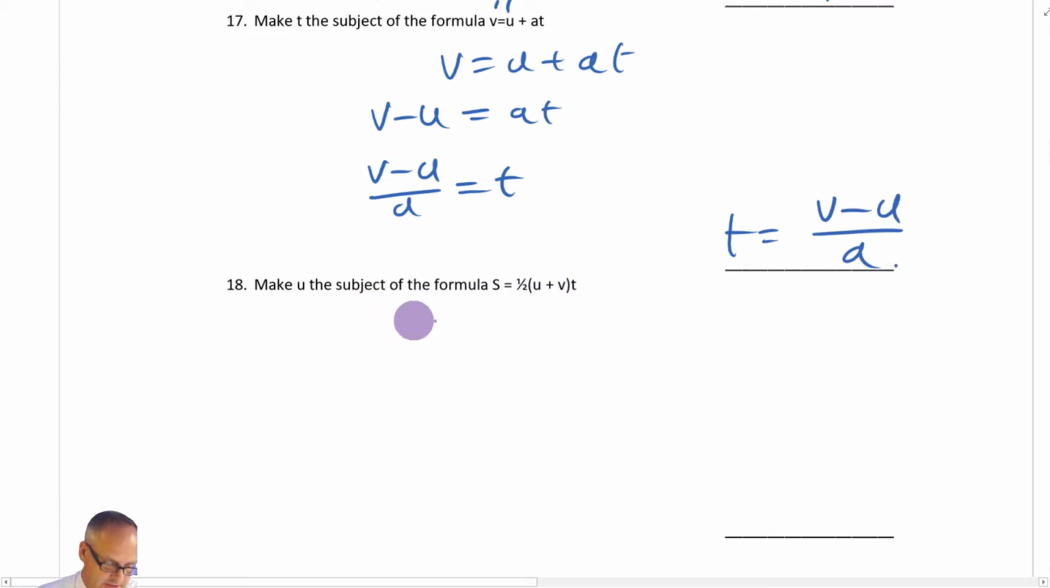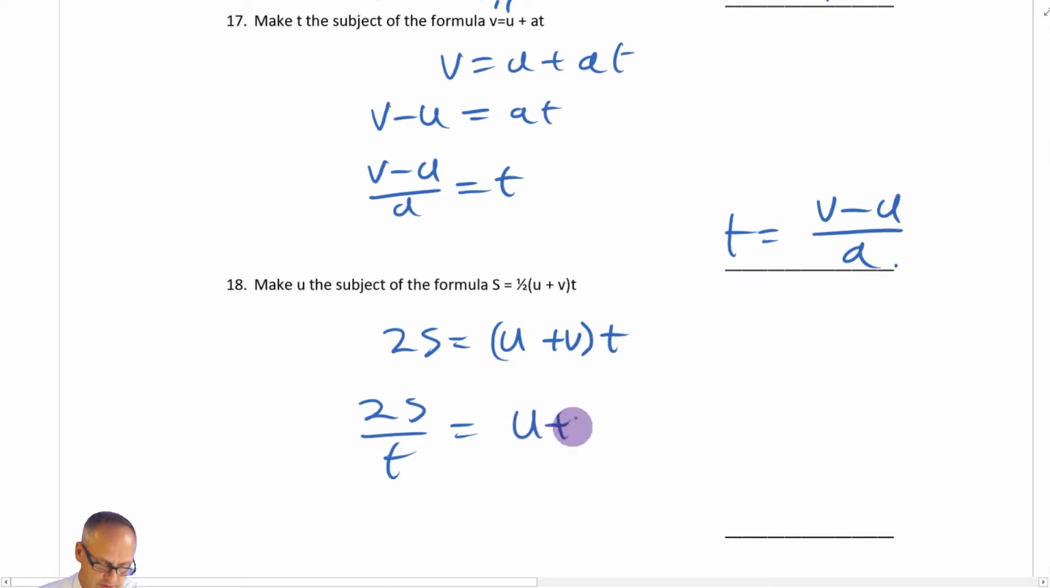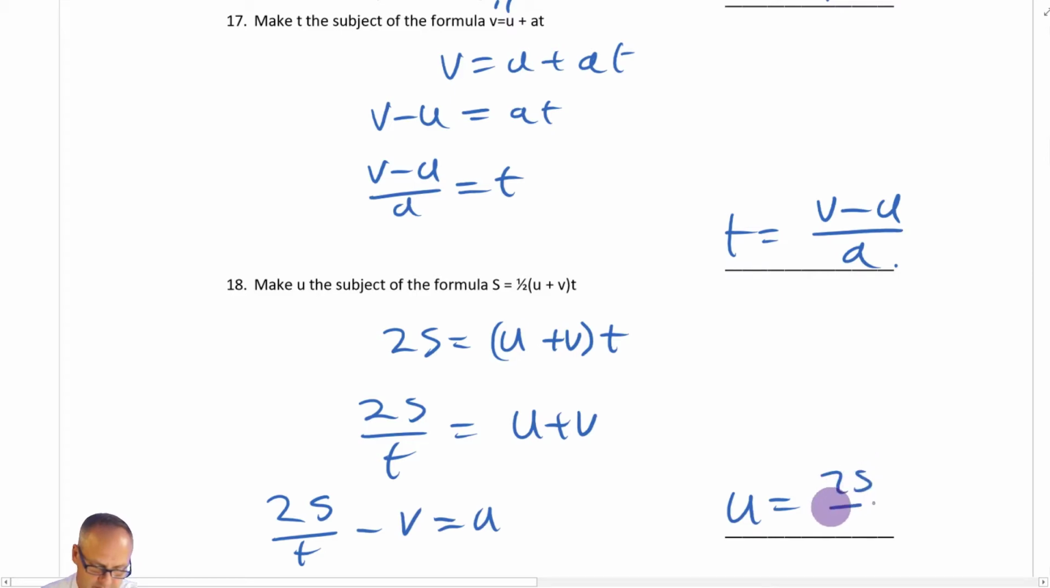Make u the subject of this. So what I'm going to do to start off with, I'm going to get rid of this half by timesing by 2. So I get 2s equals u plus vt. And then I'm going to divide by t because that's the last thing you're doing to the u. So I get 2s over t equals u plus v. And then I subtract v from both sides. So I get 2s over t minus v equals u. So u will equal 2s over t minus v. There are other ways to do this question. You can do it in different orders. That is one way of doing it.